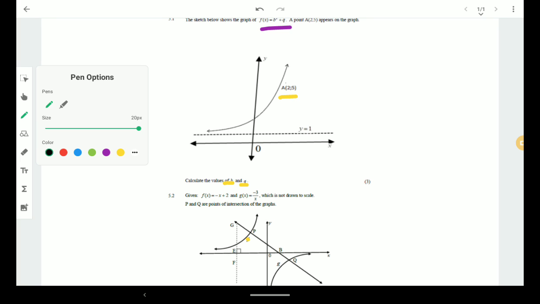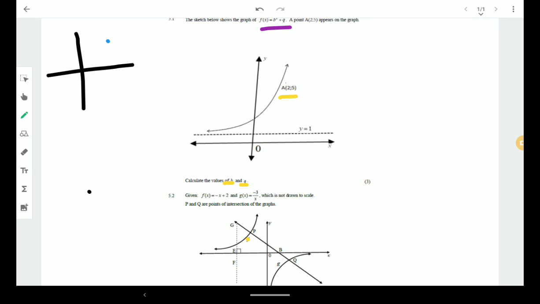That means now we should compare with the original exponential graph, the one that we understand. We know that the horizontal asymptote is the x-axis, and then it increases like this. This graph is called y = 2^x. That means we should analyze and check whether the graph we are given looks similar to the one that we know.